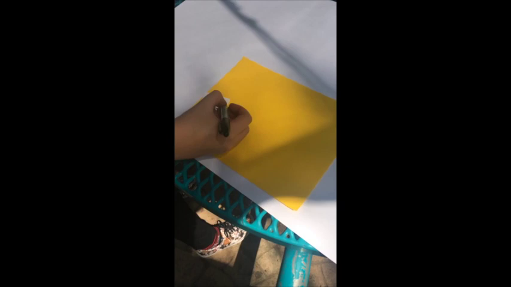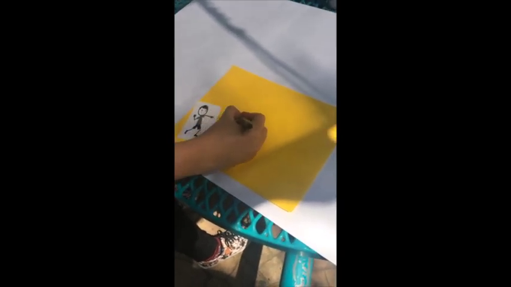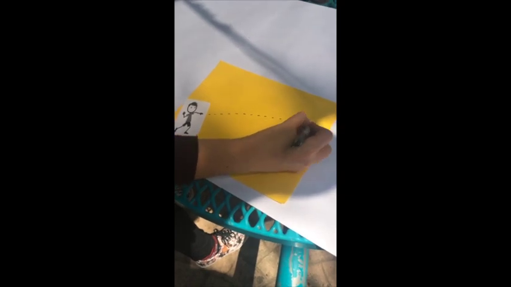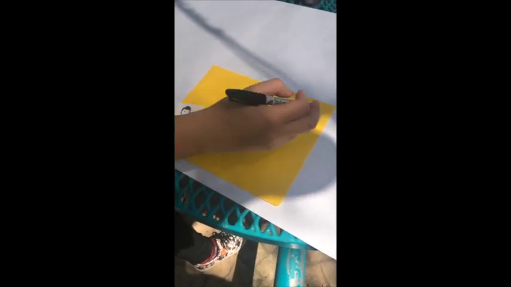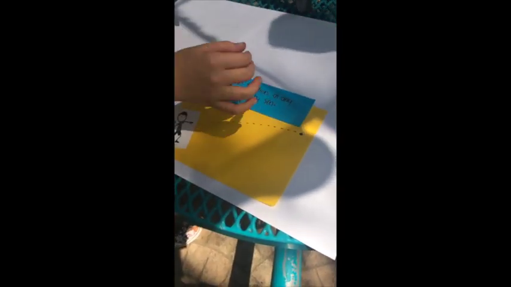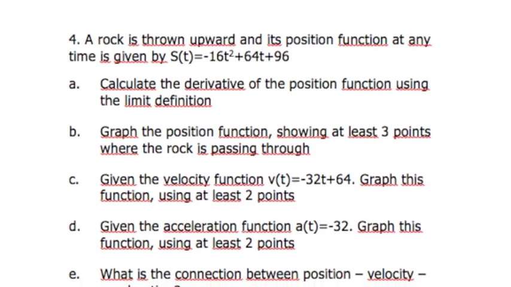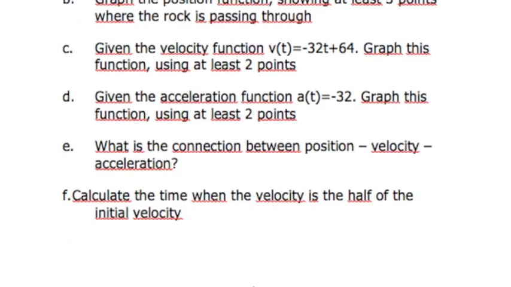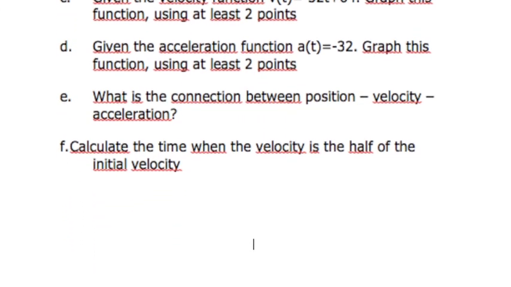Group number 6. Our problem says a rock is thrown outboard and its position function at any time is given by s equals minus 16t squared plus 64t plus 96. We have to calculate the derivative of the position using the limit definition, graph it, and then explain the connection between position, velocity, and acceleration, and calculate the time when the velocity is half of the initial velocity.